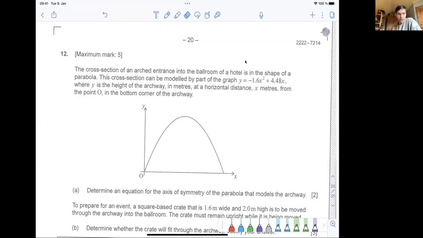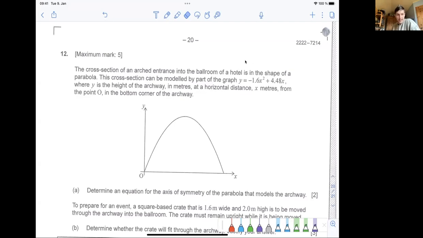Question 12. The cross-section of an arched entrance into the ballroom of a hotel is in the shape of a parabola. This cross-section can be modeled by part of the graph y equals -1.6x squared plus 4.48x, where y is the height of the archway in meters at a horizontal distance x meters from the point O in the bottom corner of the archway.